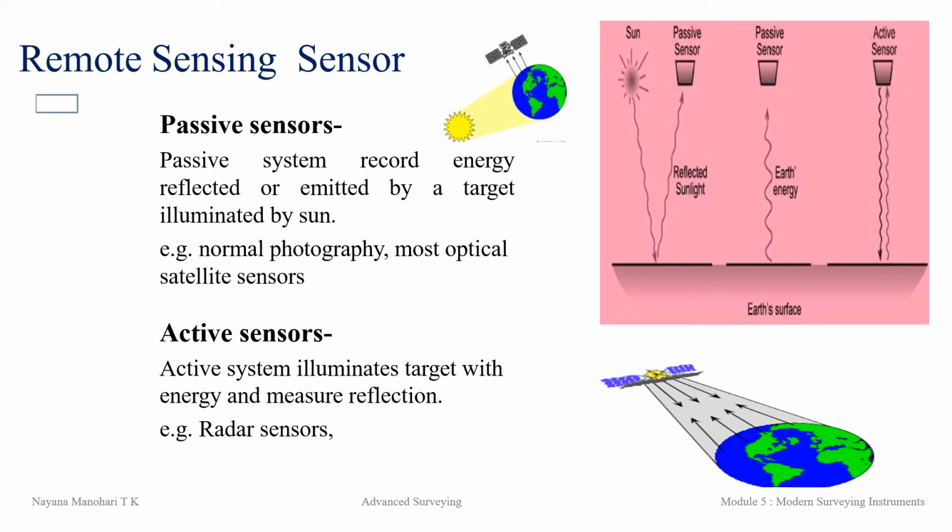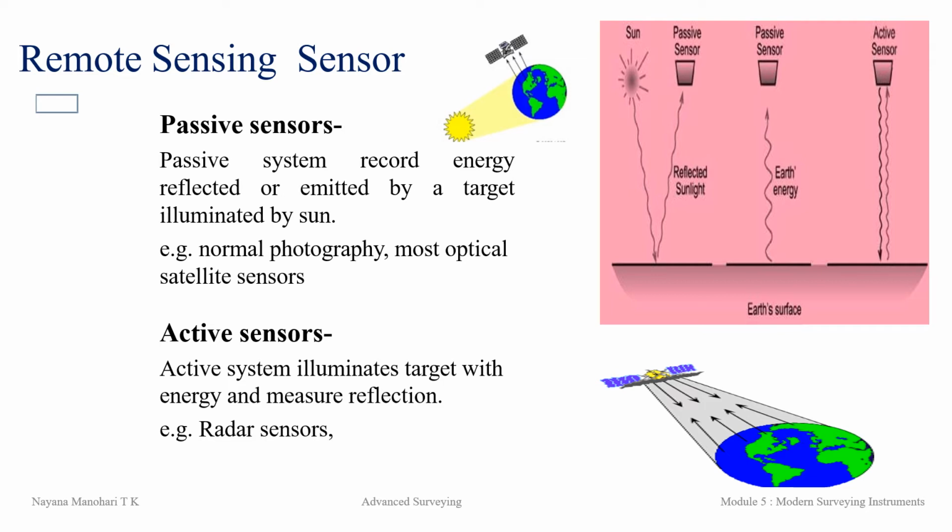Next very important topic is the remote sensing sensor. There are two types of sensors. The first one is passive sensors. The second one is active sensors. A passive sensor records energy which gets reflected or emitted by a target from the sun. Examples are normal photography or most optical satellite sensors. Active sensors illuminate a target with energy and measure the reflection. An example is radar sensors.